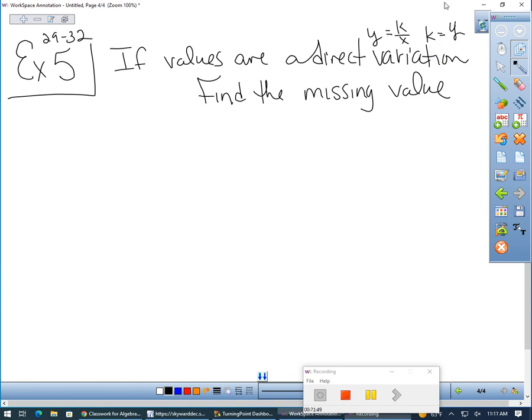I just said that totally wrong. Let's try that again. Scratch that. We're going to say it one more time. Okay. Make sure I say it correctly. A direct variation is y equals k times x, which means to find our k, we're going to take y and divide by x. Sorry about that.